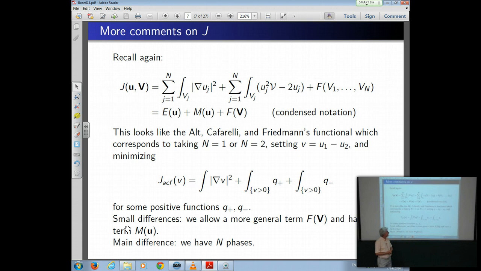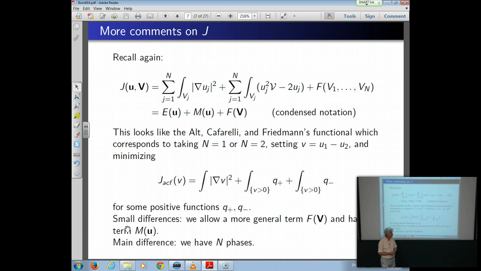And then if you just look at a functional, this is the typical Alt Caffarelli Friedman functional. It's more like ours, except there is no M term, it disappeared. But in some variants of the functional, they also add other terms. And the volume term has this specific form, which is you pay some function q plus when the first function is alive, you pay some function q minus when the second function is alive, and you pay zero when u is equal to zero. Okay, so it's really looking like this.